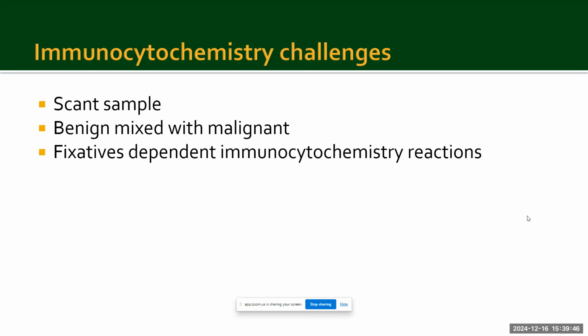Another thing that we have to be very mindful of is that benign elements are often intermingled with malignant elements in these scant cytology samples. TTF1 can be highlighting the lung epithelial cells, CK7 can be highlighting the bronchial epithelial cells, so we have to be mindful of what we are interpreting. P40 can highlight the basal layer of the respiratory epithelium. So we have to be careful not to overinterpret it and to correlate what we saw at the H&E level even before interpreting any immunocytochemistry.